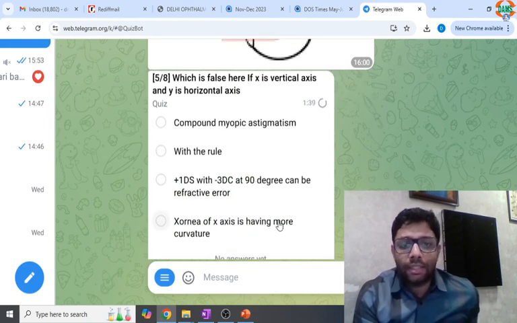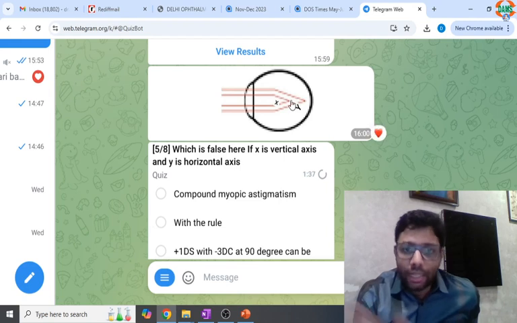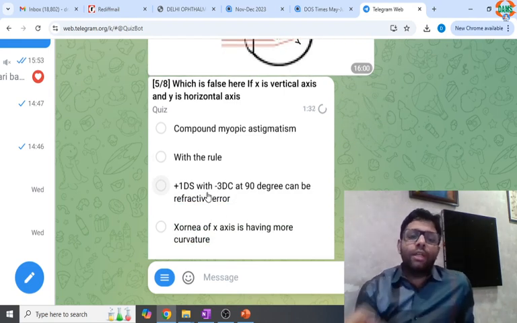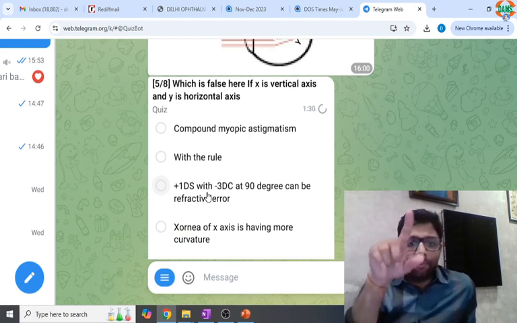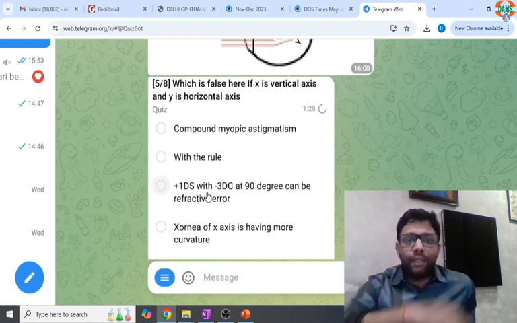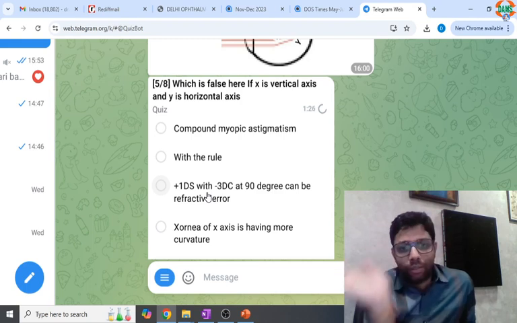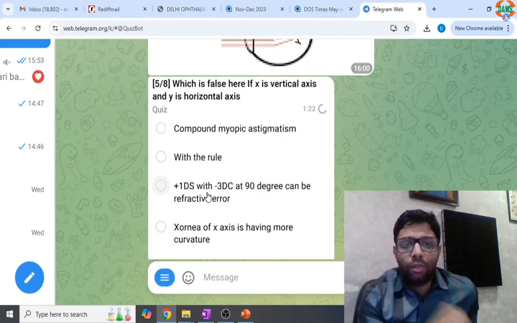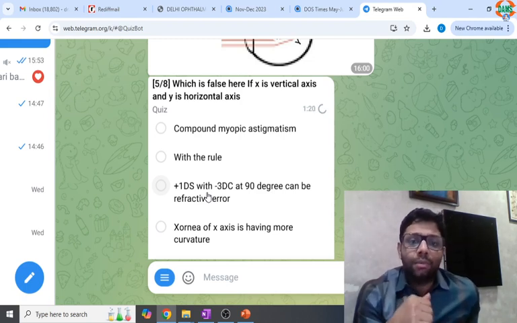Cornea of X axis is having more curvature. Yes, that's why it is focused more in front. Now if you convert this, +1 diopter spherical means +1 working in all the axes, and -3 kept at 90, meaning vertical, it is working in the horizontal. So vertical becomes +1, horizontal becomes -2. That is mixed astigmatism, not compound myopic with the rule. So that's the answer over here.